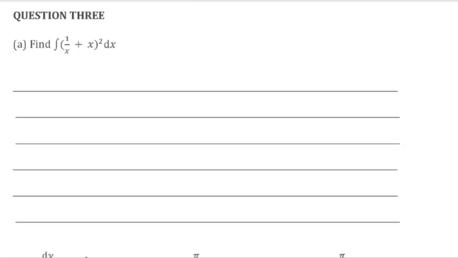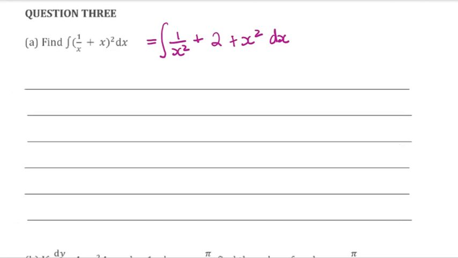Okay, question 3a. First, rewrite this thing into something that's easier to see what we're doing. So 1 over x plus x, the whole thing's been squared, so I'm multiplying out that bracket. Don't forget the middle term here. So do the full bracket times by itself. And integrating each of those terms looks like that.